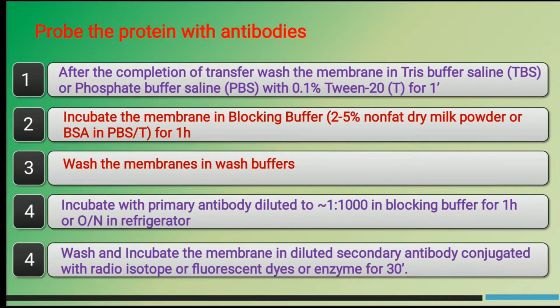Once the washing is completed, the membrane is incubated with primary antibody, which is prepared by diluting 1:1000 in the blocking buffer, and kept for 1 hour at room temperature or overnight in the refrigerator. After primary antibody incubation, the membrane is taken out and washed 3 times with PBS or TBST. Then it is incubated with secondary antibody, diluted 1:1000 to 1:10,000, for 30 minutes at room temperature. Now the membrane is ready for detection of proteins.